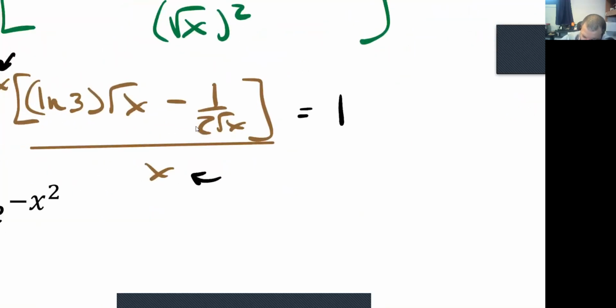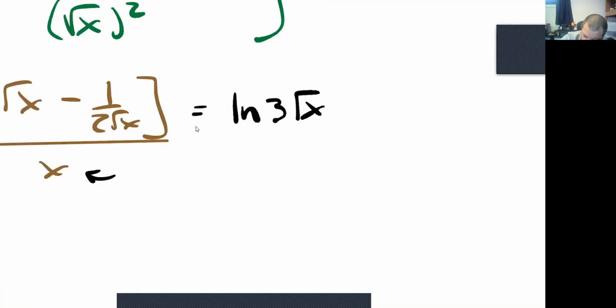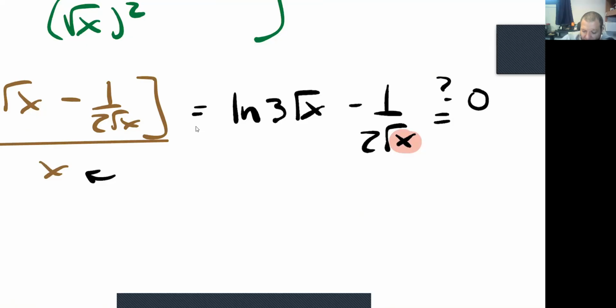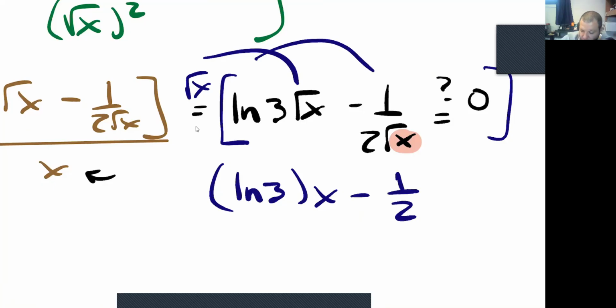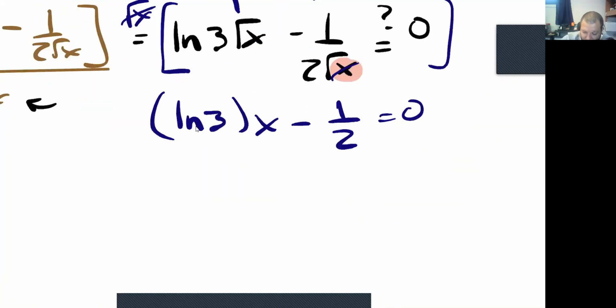All right, so let's see, natural log of 3 radical x minus 1 over 2 radical x. Is this thing ever equal to 0? I mean, it's undefined again when x is equal to 0, but that doesn't really matter. I'm going to multiply everything through by the square root of x, right? So everything here by rad x. So I have natural log of 3 x minus 1 over 2, right? Those square root of x's cancel, equals 0. So then I can bring this over. I can solve for x. So I can get x equals 1 over 2 natural log of 3.